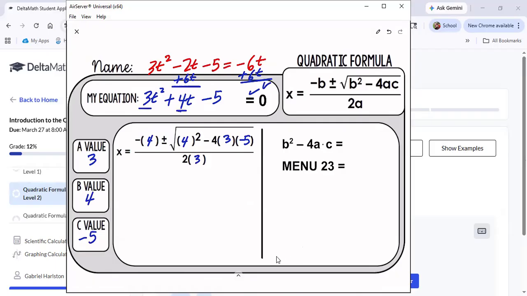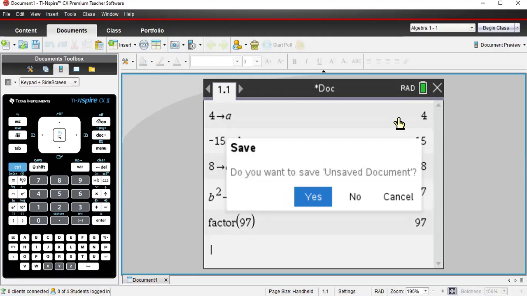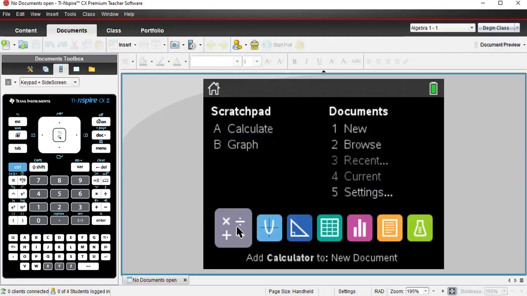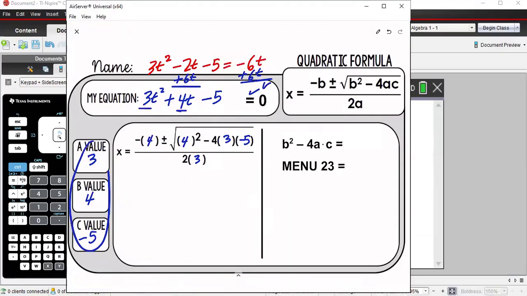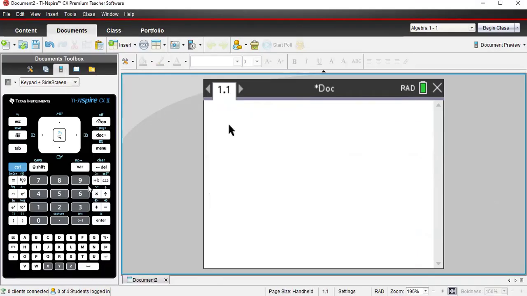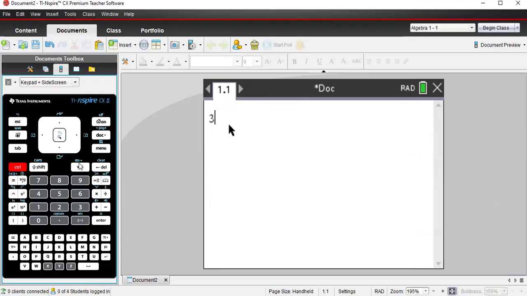Now, once you've done that, we go to the calculator. Okay, so now we're just going to go here and we're going to store these numbers into the appropriate letters. We're going to store 3 into A. Remember, you use control variable to get the store. Then we're going to store 4 into B. And then we're going to do a negative 5, and we're going to store that into C.